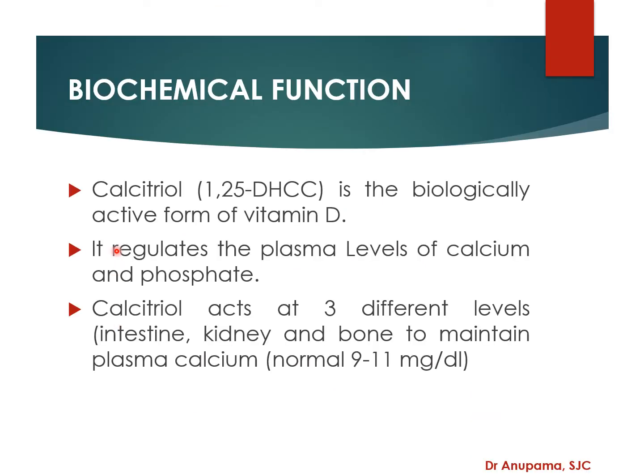Coming to biological functions, calcitriol, that is 1,25-dihydroxycholecalciferol, is the biologically active form of vitamin D. It regulates plasma levels of calcium and phosphate. Calcitriol acts at 3 different levels, as we have seen, in the intestine, in the kidney and the bone, to maintain the plasma calcium levels at the normal of 9 to 11 milligrams per deciliter.